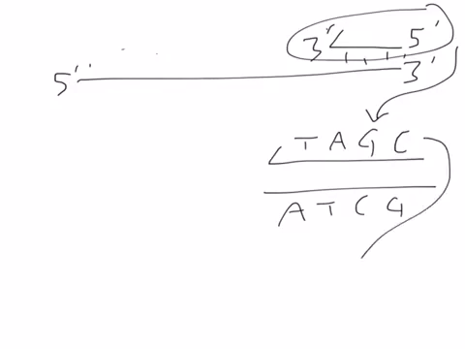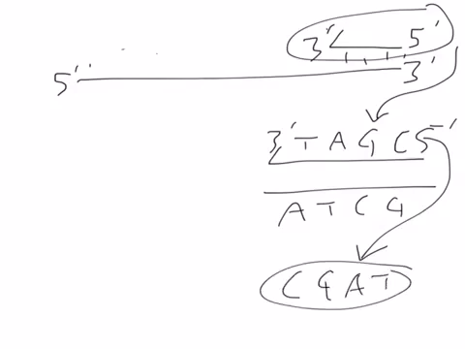But we have to write that down properly, right? It's got to be 5' to 3' to order. So we have to write the primer down, CGAT. That's primer 1.